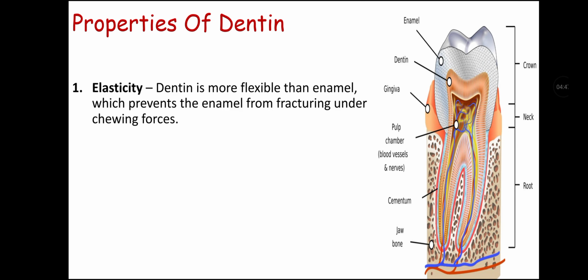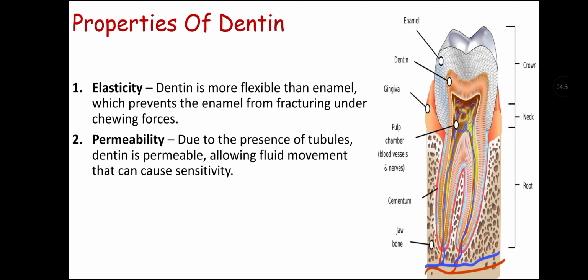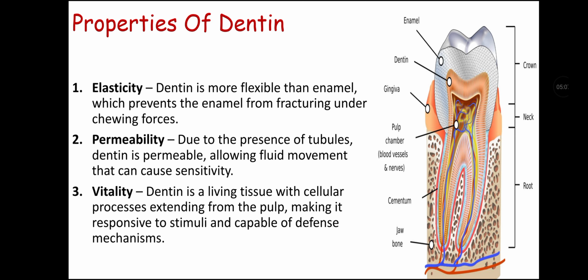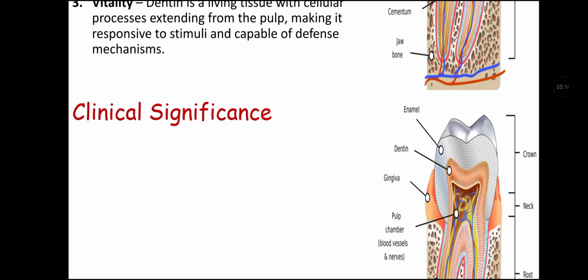Properties of dentin. First property is elasticity, as dentin is more flexible than enamel, which prevents enamel from fracturing under chewing forces. Second property is permeability. Due to the presence of dentinal tubules, dentin is permeable, allowing fluid movement that can cause sensitivity. Third property is vitality, as dentin is a living tissue with cellular processes extending from the pulp, making it responsive to stimuli and capable of defense mechanisms.